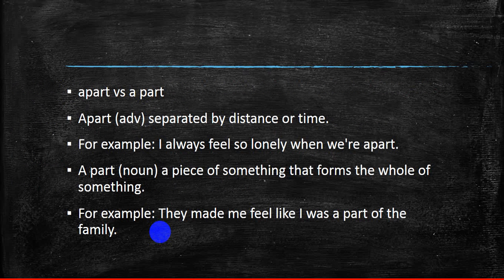Apart, one word, versus a part, two words. Apart is an adverb, separated by distance or time. For example, I always feel so lonely when we're apart. But a part is a two-word noun, a piece of something that forms part of the whole. For example, they made me feel like I was a part of the family.